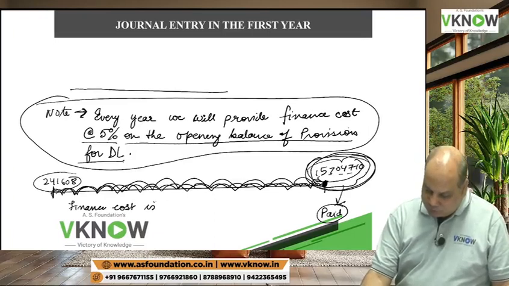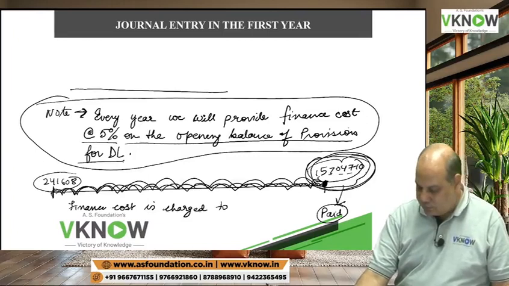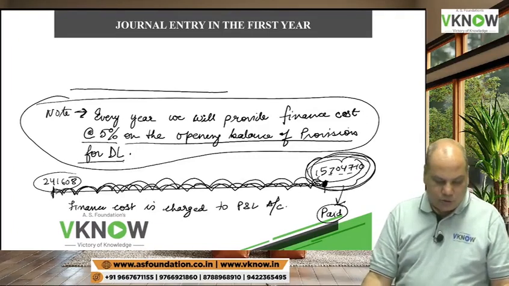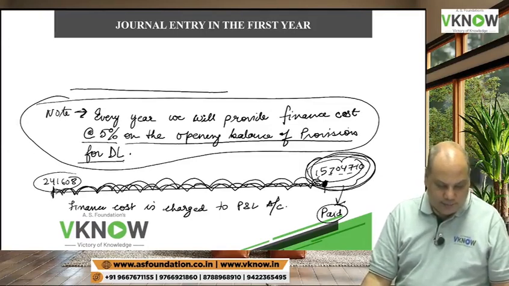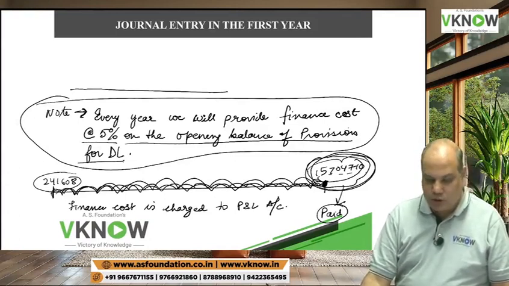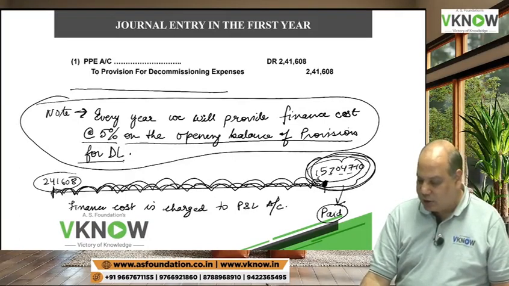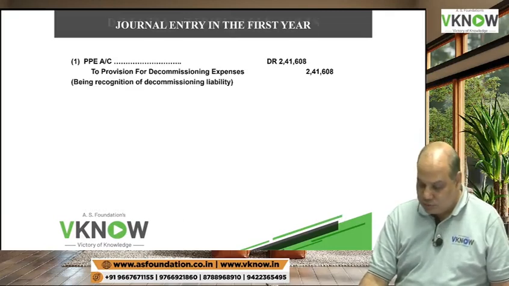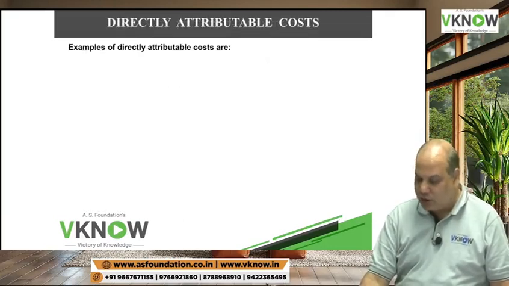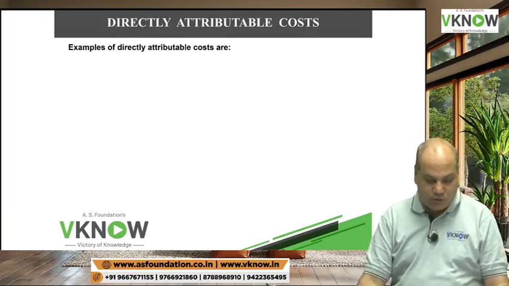Finance cost is charged to P&L account. Okay. So I hope this decommissioning entry you have understood, the calculation you have understood, the logic you have understood. It is a directly attributable cost.